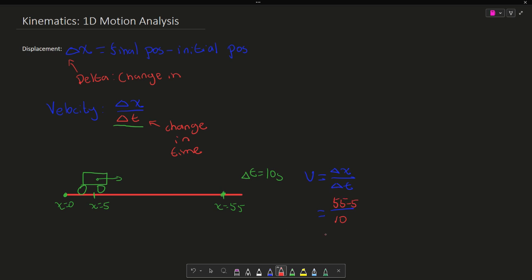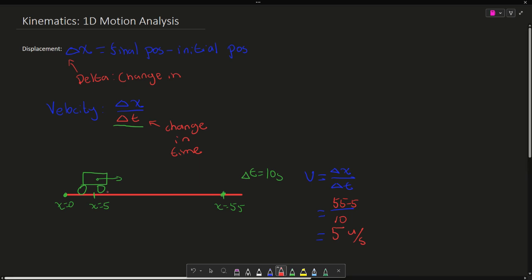This is really simple stuff. And once you simplify it, you will get 50 over 10, which is just 5. And of course, there are units, but since the question didn't specify what unit it is, we don't know if it's meters or centimeters, so we're going to say 5 units per second. And that's how fast the car is going.